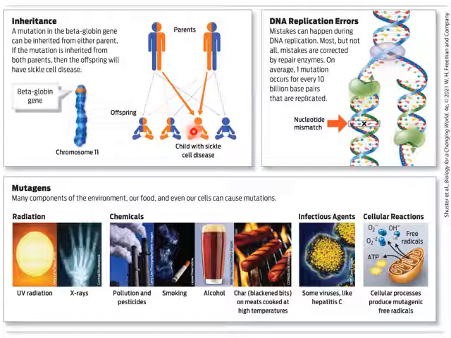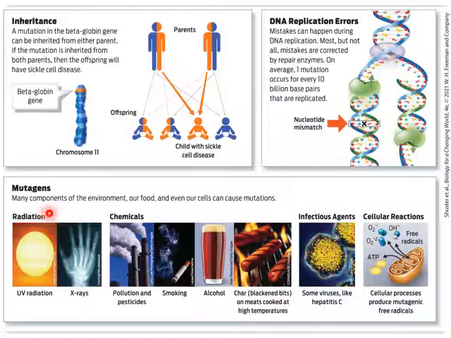Most of the time, we correct these mistakes with repair enzymes and cell cycle checkpoints. But we do still get a mutation on average every 10 billion base pairs, and that one will get replicated. It could be something like a point mutation that doesn't do anything. It doesn't change your protein shape or function, but it could, on the other hand, be something pretty significant.